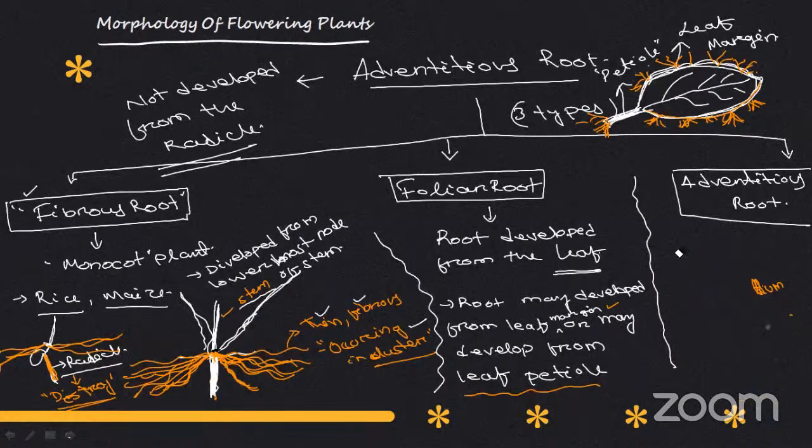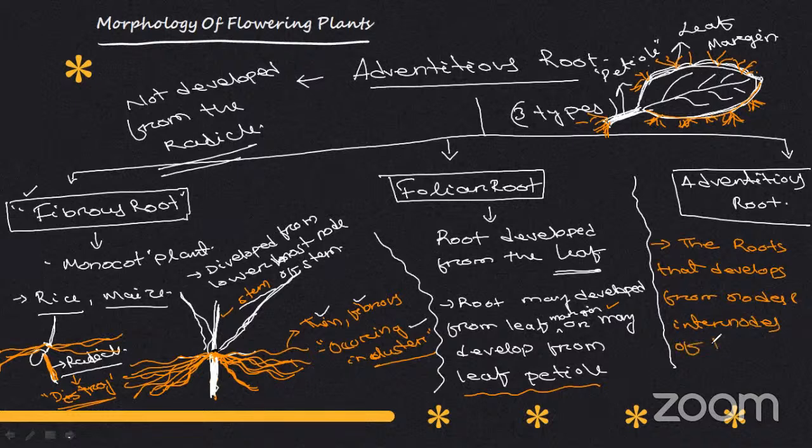Simply adventitious root. In case of a normal adventitious root, the root may develop from the nodes or internodes of the stem. Okay, the root that develops from the nodes and internodes of the stem, that is called your adventitious root.